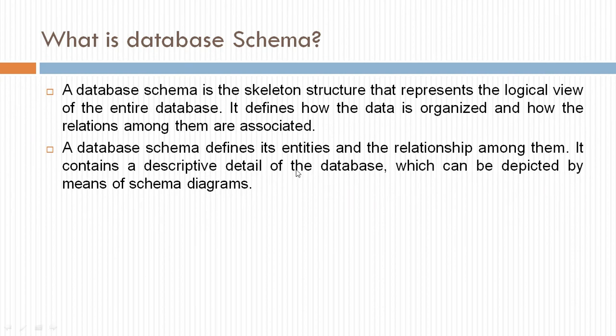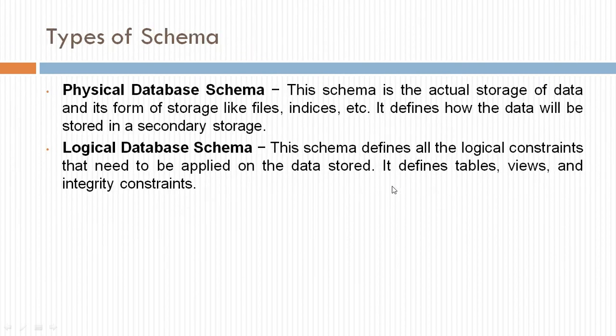And the schema defines the entities and the relationships among them. It contains the descriptive details of the database, which can be depicted by means of schema diagrams like entity relationship diagram. So there are two types of schema. One is the physical database schema, and the second one is logical database schema.